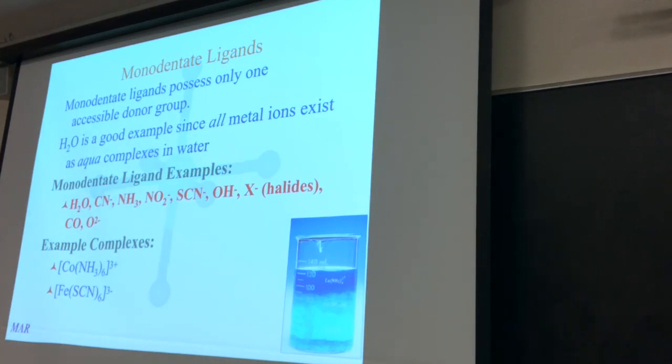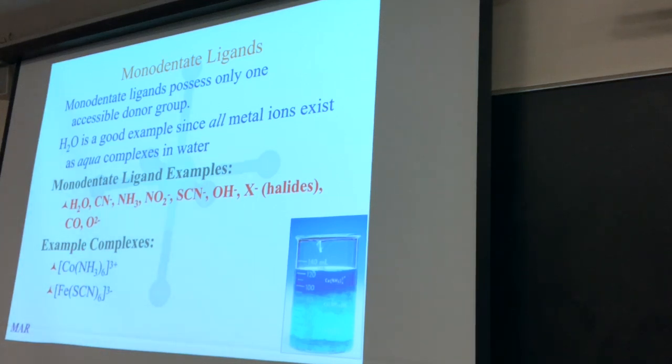Water, cyanide, like I said earlier, ammonia. Here's nitrite, all right? Thiocyanide, we used in lab at the beginning of this quarter. All the halides, CO, etc. So monodentates, again, go around that metal center. The ligands are the Lewis bases, and the metal will be the Lewis acid.